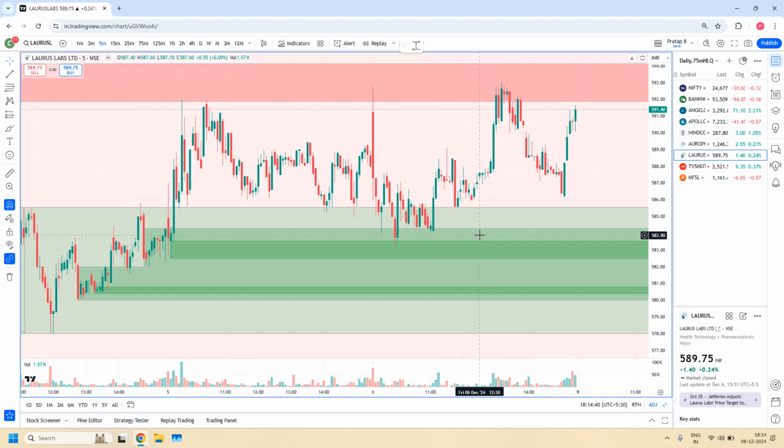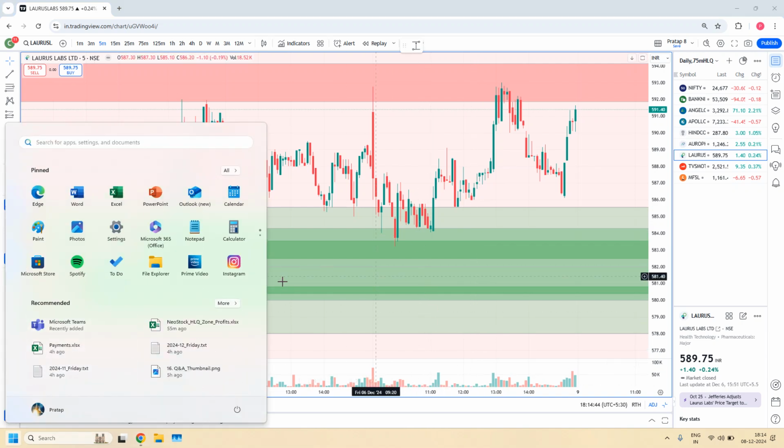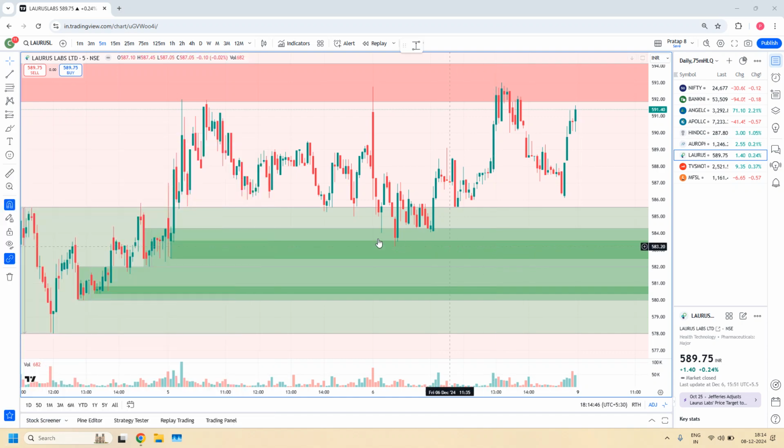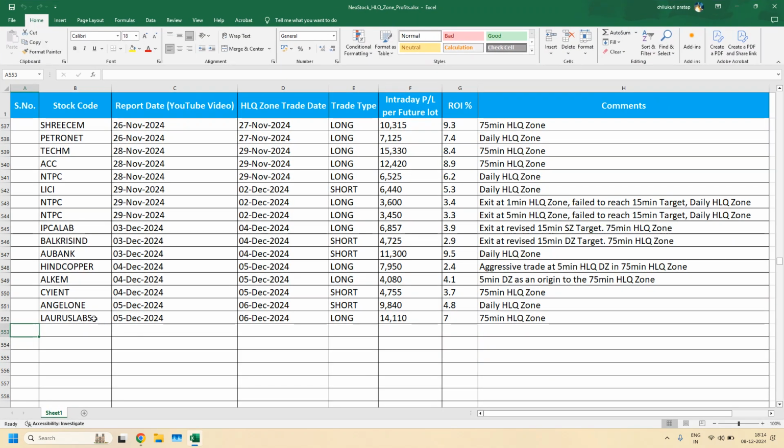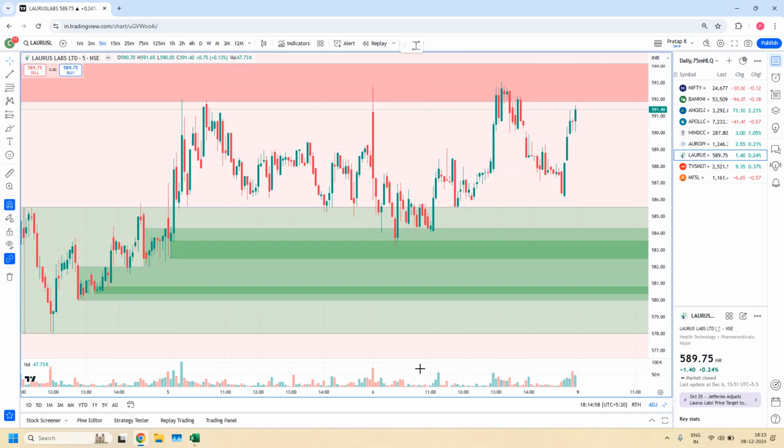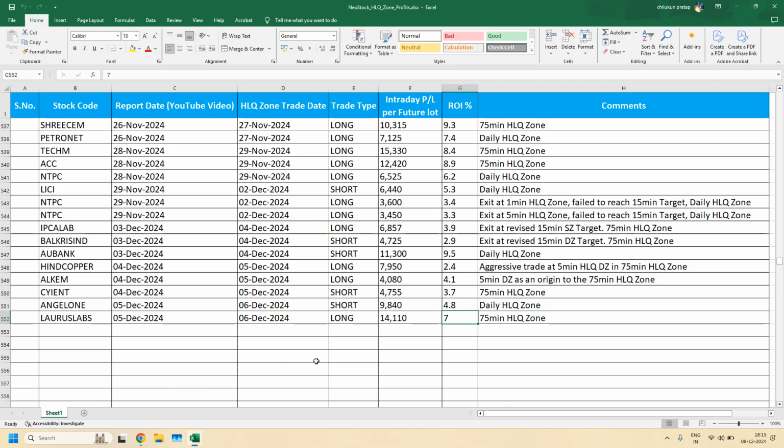And how much profit did it give you? Laurus Labs has given 14,110 rupees profit, which is 7% ROI as per one futures margin cost. And profit as per one futures margin cost is 14,110.